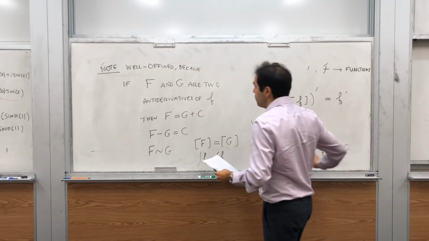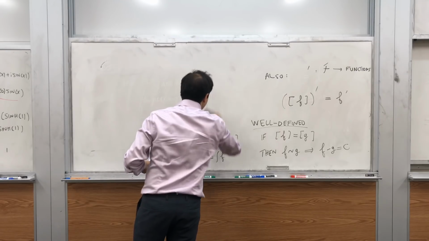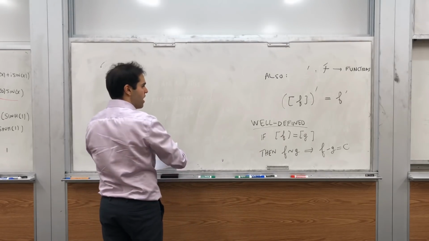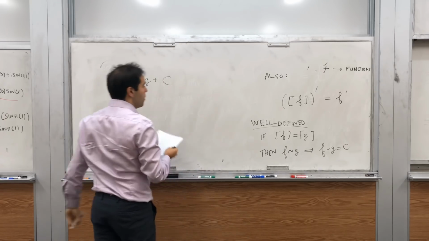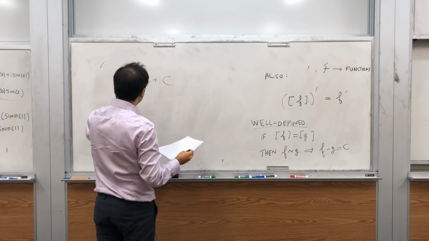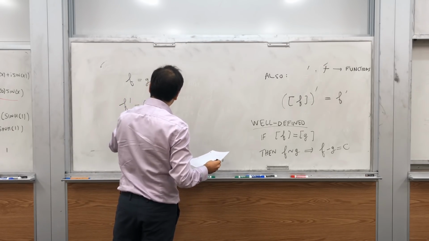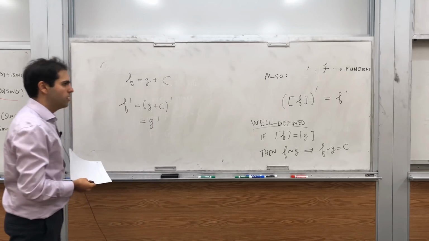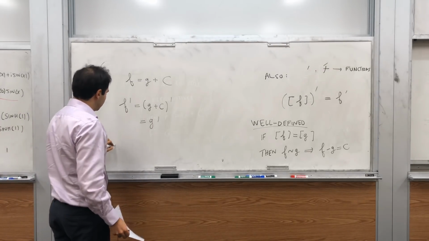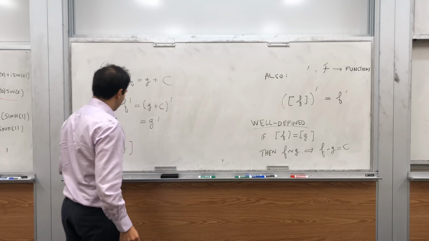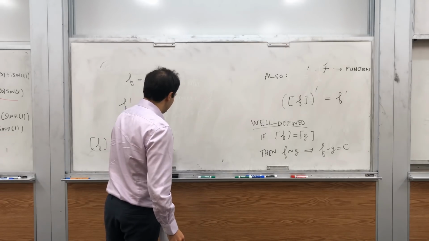So even though f and g are not the same, it's just that f is a constant plus g. So then f equals g plus a constant, but then the derivative of f is g plus a constant prime, and that's g prime. So indeed, if the two classes are the same, even though f and g are not the same, the derivatives are still the same.